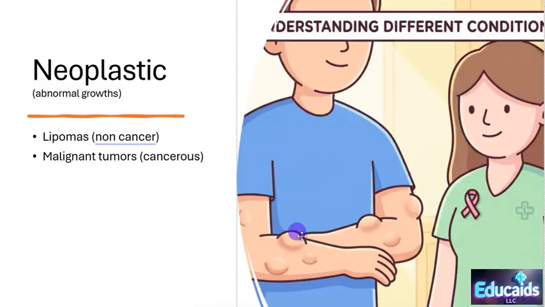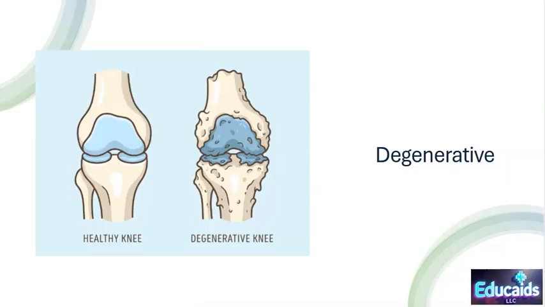We usually leave them unless they're restricting movement or causing pain. Then we'll take them out, but otherwise we just leave them. Malignant tumors, so like breast cancer. So that would be types of neoplastic or abnormal growths.